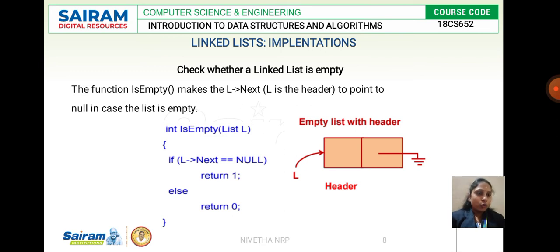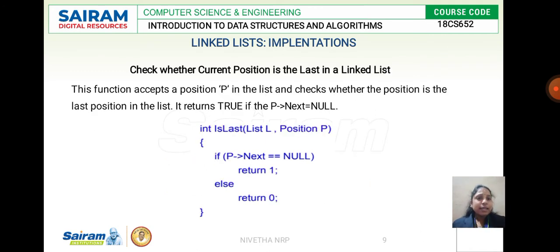See here we have a node, but we have only the header. We don't have any element here. So how does the machine identify this as an empty list? By using this code. It checks whether the list is empty using the if condition. If list of next is equal to null, it specifies there is no element in the list, so it returns 1. Else it specifies there is an element following that particular node, so it returns 0. So this is the code to check whether a list is empty or not.